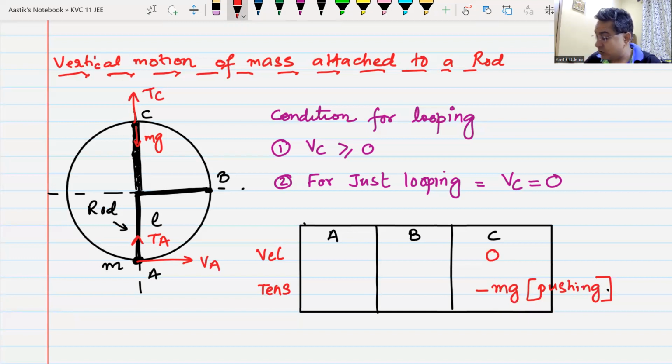Now, looking at velocity at point C is 0, I can write from that concept velocity at point A will be root 4 GL and velocity at point B will be root 2 GL. Do we understand this? Do we remember this? Yes or no?